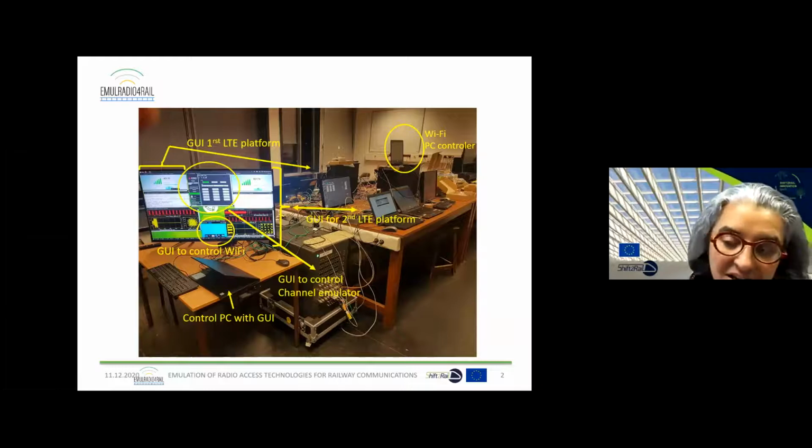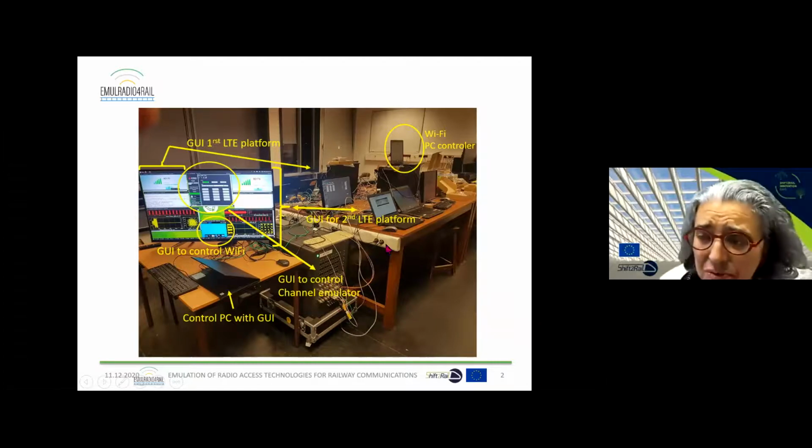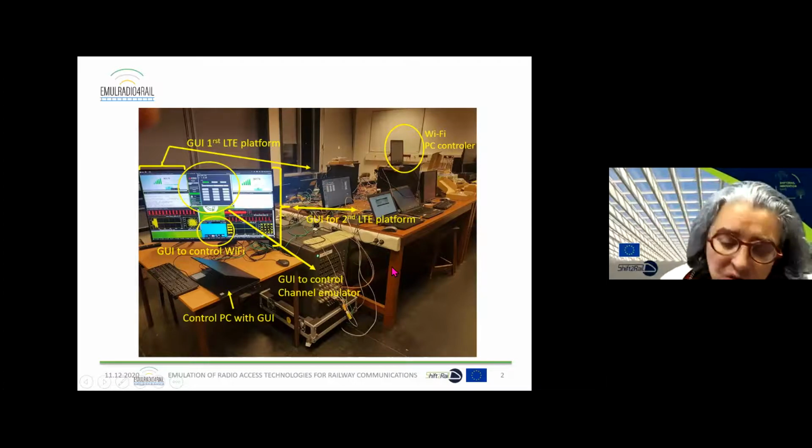it is for the moment not possible to do remote integration as Radiolab did, because if you remember, we connect the equipment to the channel emulator, and we have to connect at RF level. So if we want to go through the internet or things like this, I think things will not work.